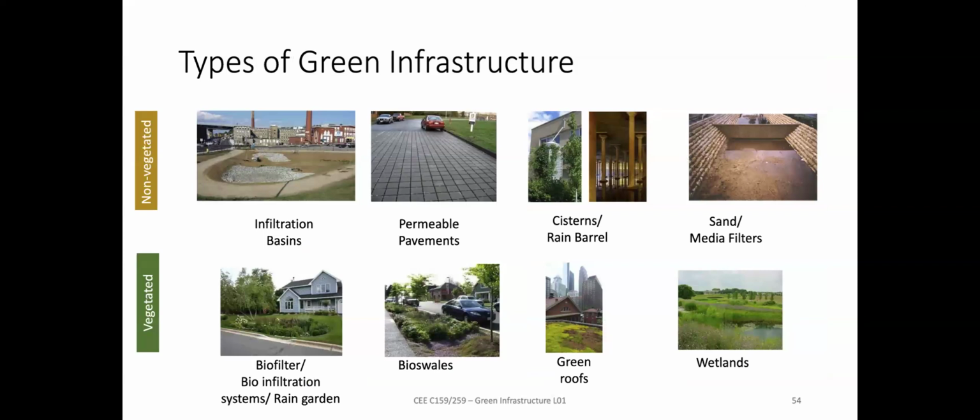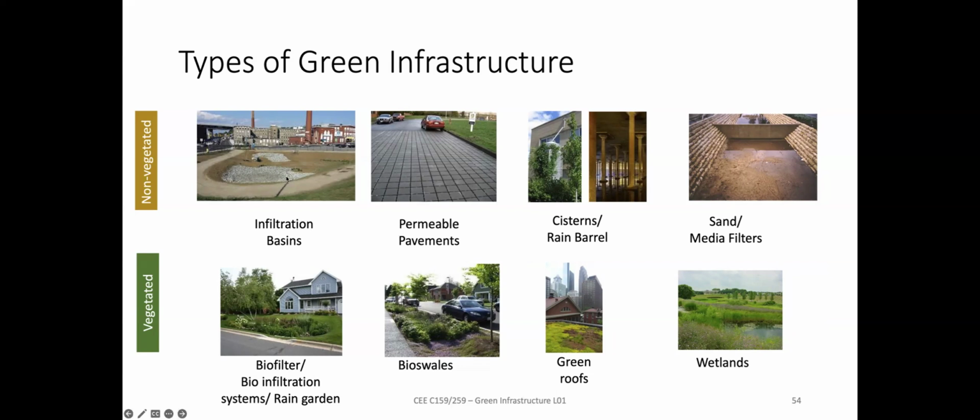We can classify green infrastructures into two types based on plants or no plants. The first one is non-vegetated, which is very important because in many locations vegetation is simply too hard to maintain. For instance, a dry climate like Los Angeles is the case. So non-vegetated green infrastructures will be more popular in those locations, and in other cases, vegetated green infrastructures are more likely a possibility.